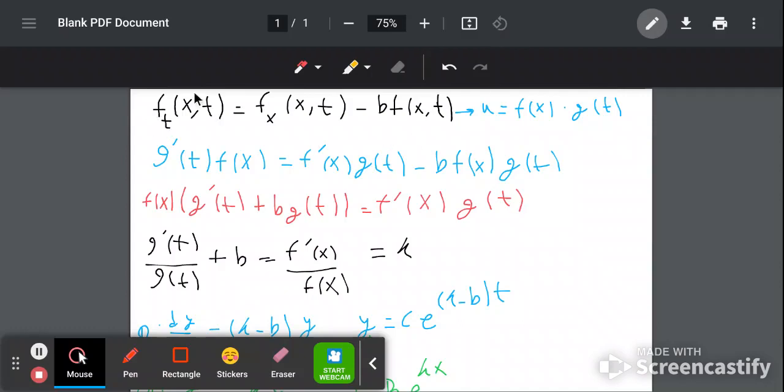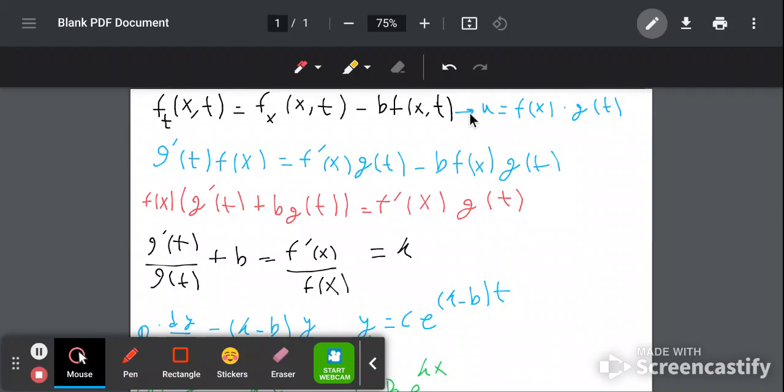So you have this equation: the first partial derivative of the function of two variables x and t with respect to t is equal to the partial derivative of the function with respect to x minus b, which is a constant, times the function.